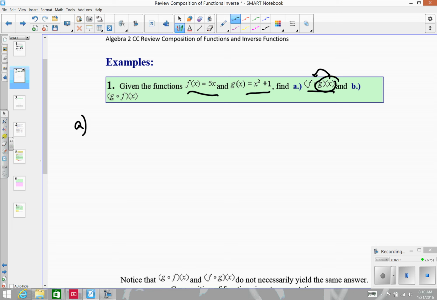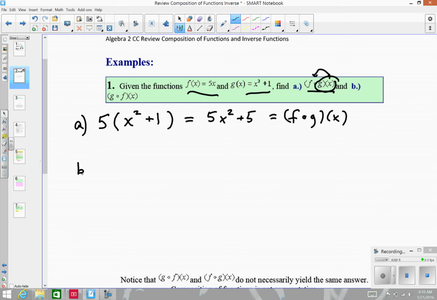If I write my f of x function, I have 5 times x, and nowhere else is there an x. So right away I'm going to put some parentheses down so I can fill it in with my g of x function. That would be x squared plus 1. And if I simplify that, then I will get 5x squared plus 5, and that is equal to f of g of x. Part B wants me to find g of f of x.